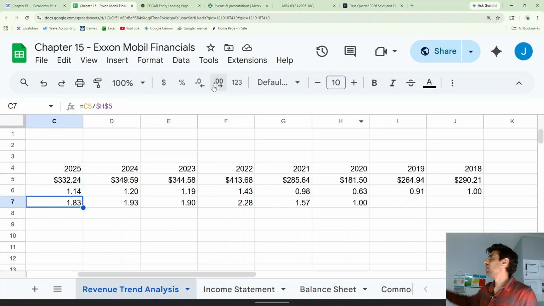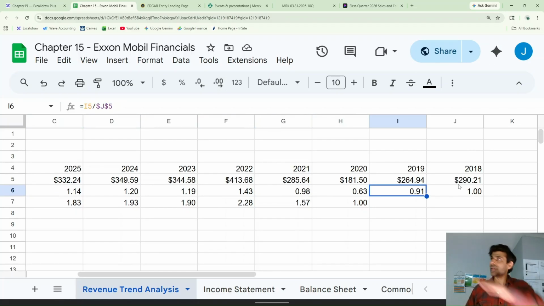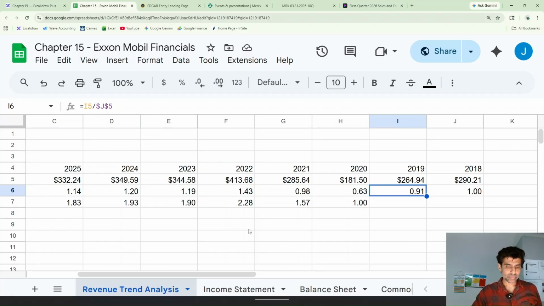Does everyone understand how the base year is going to affect what your analysis looks like, even though the numbers are the same? That makes sense? Okay, but this type of analysis is a horizontal analysis because, as you can see, the analysis is going horizontally, from left to right, right to left.